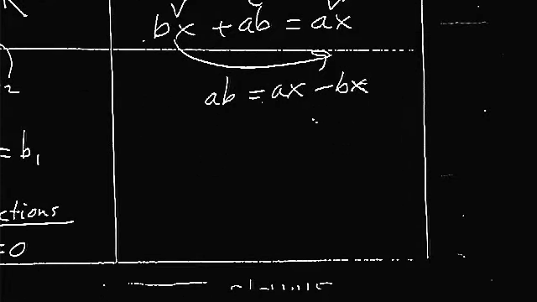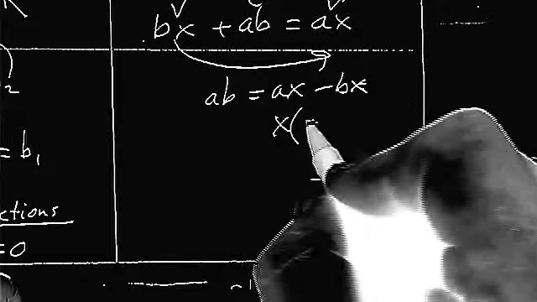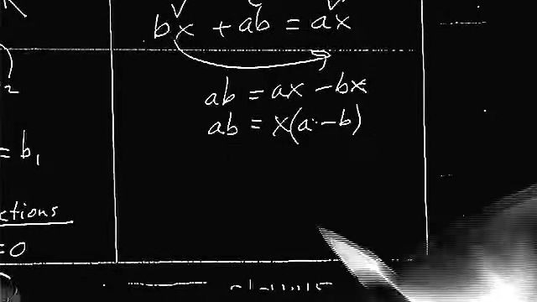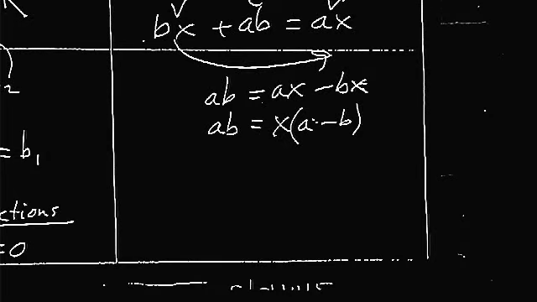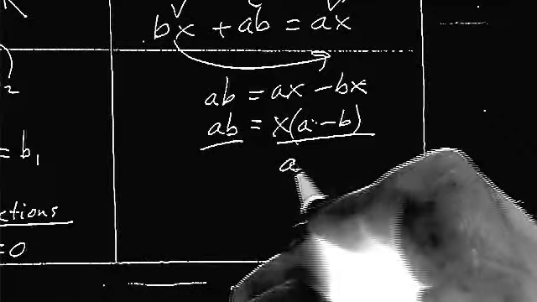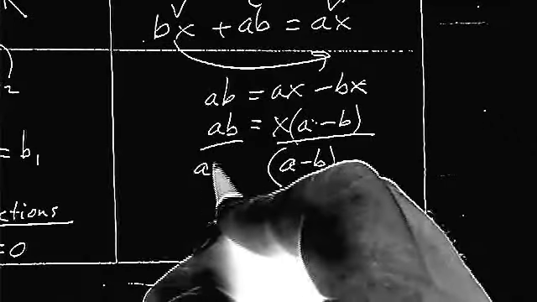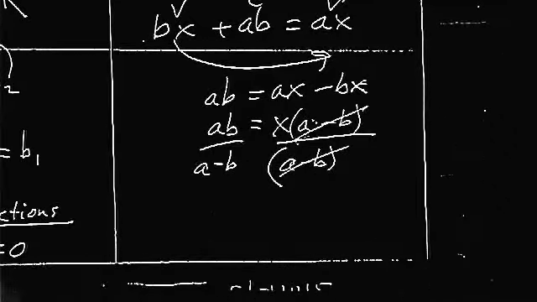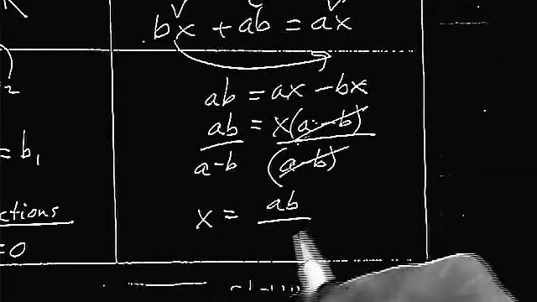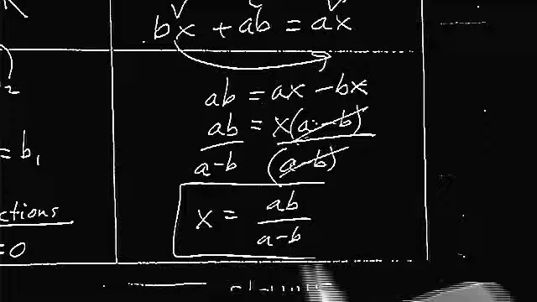Okay, so I see this particular situation here, and I ask myself, what do they have in common? Well, they have x in common, and if I pull that out, I get a minus b. And now x is being multiplied by something, so I can divide to get rid of that, right? Those two things cancel out. So x is equal to ab over a minus b.